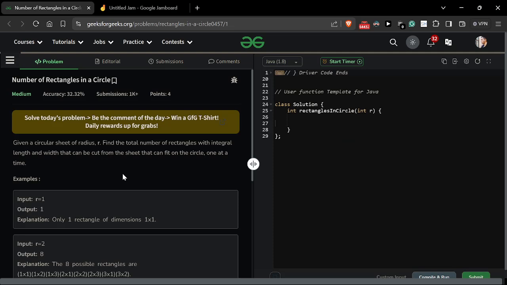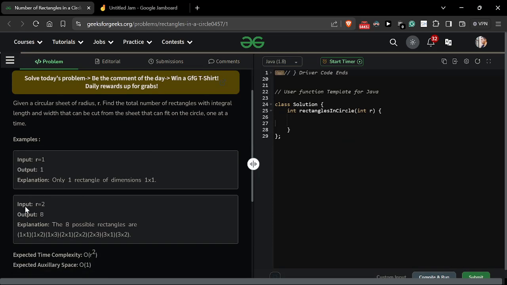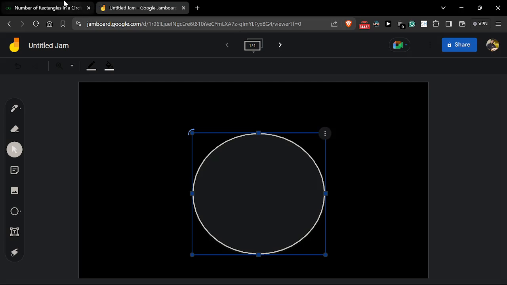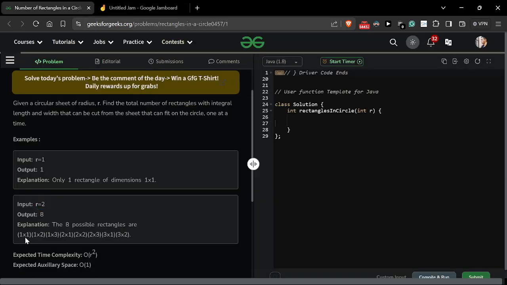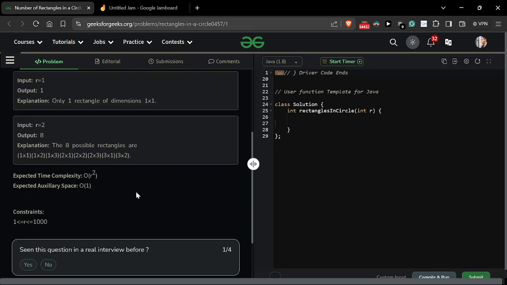Hello and welcome everyone. Our today's question is number of rectangles in a circle. So this question is also a geometric problem. Suppose we have a circle of radius 2. So I am making a circle. We have to find out how many rectangles of different sizes can we cut out in this circle.